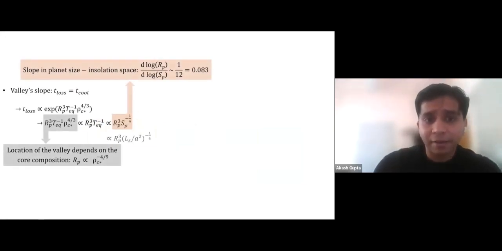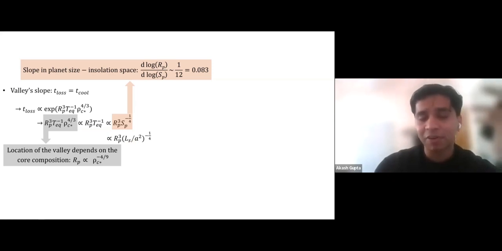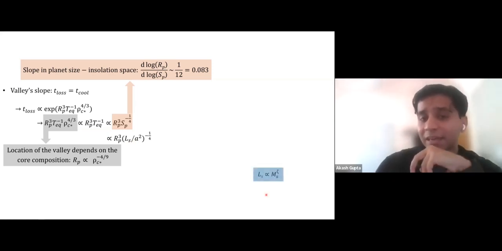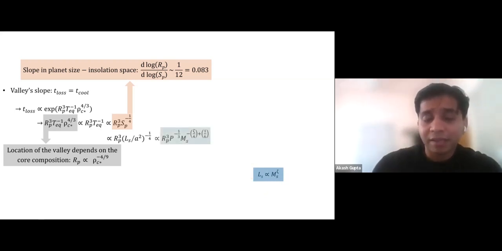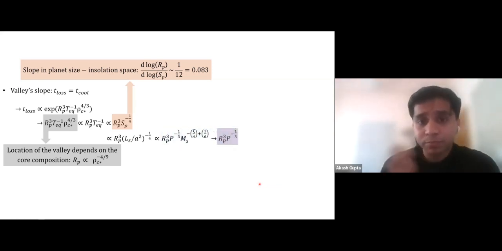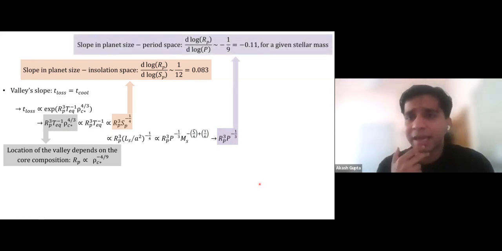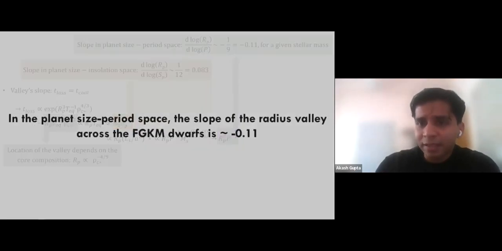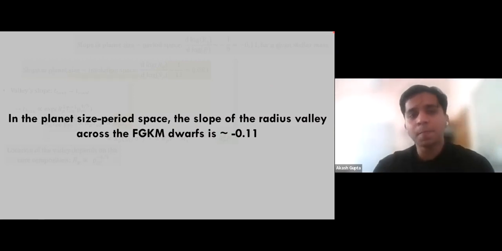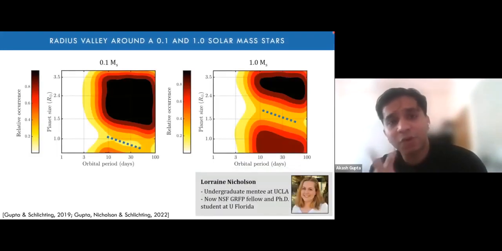Now, getting back here, we can substitute stellar luminosity in place of insolation flux, and then using the fact that stellar mass and stellar luminosity are correlated, we can write this in this manner, which brings us back to the expression that we were talking about before. But this tells us another interesting bit this time. That is, the slope in the planet-size period space is minus 0.11 across the FGKM dwarfs. And this is exactly what you're seeing in these plots.